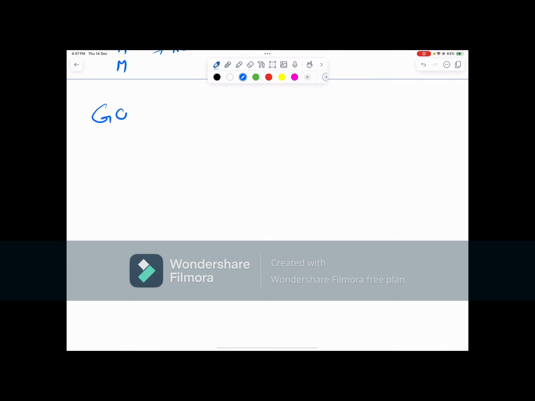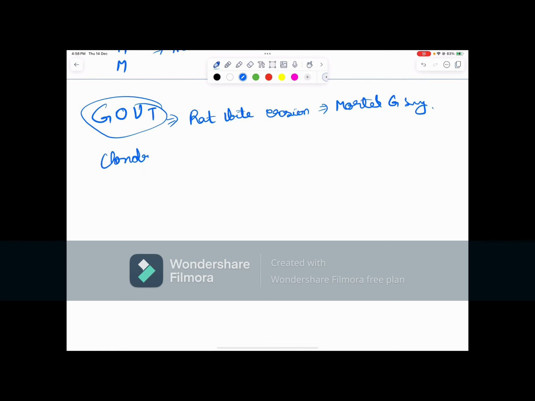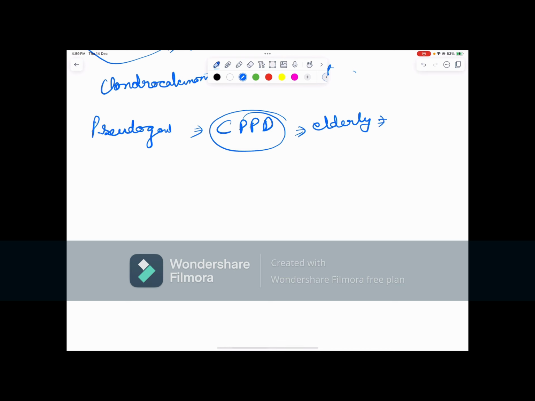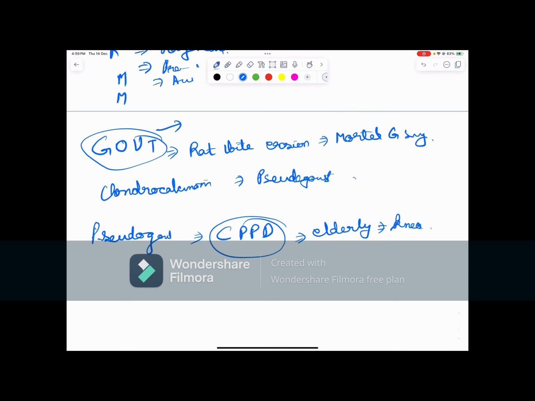So in gout, rat bite erosion is seen, Martel's G sign. Now in chondrocalcinosis, we see pseudogout. When we pass it through birefringence, needle type is seen in MSU, whereas in CPPD we see rhomboid. What is pseudogout? Pseudogout is CPPD, calcium pyrophosphate crystal deposition in the elderly, and it mostly happens in the knee joint. Whereas gout would be seen in the first toe.